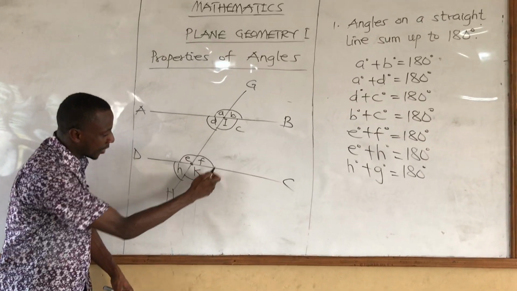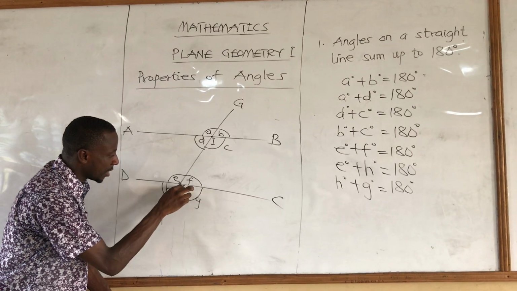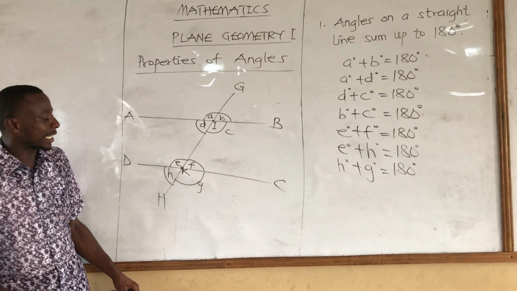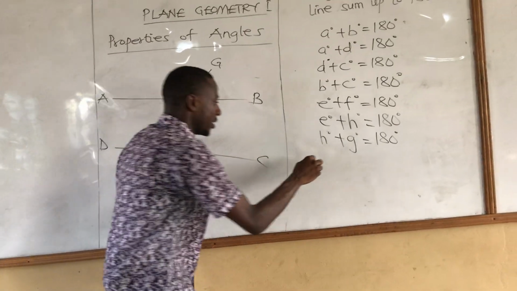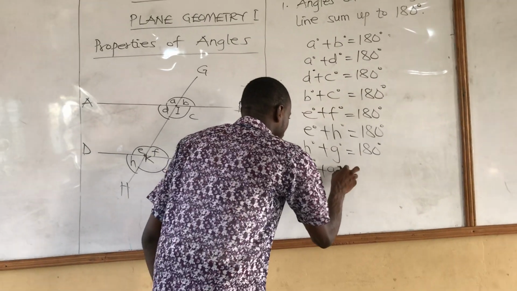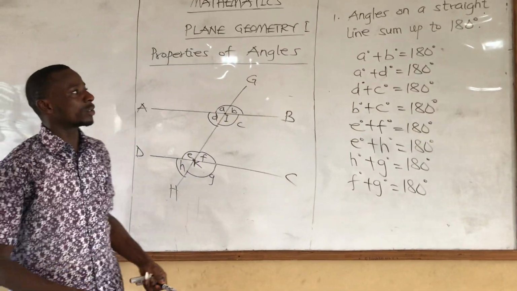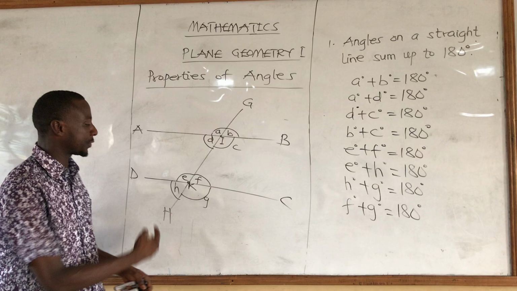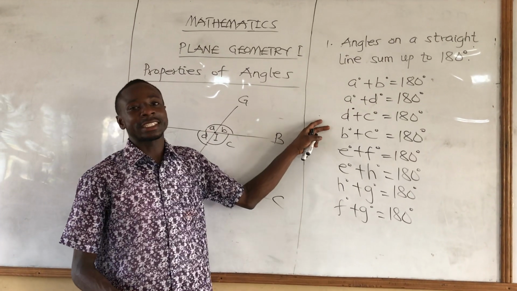Angle F and angle G, so now let me make this K here so that we can understand it better. The K here is the point. So F plus G is also equal to 180 degrees. So this is the first property: angles on a straight line sum up to 180 degrees. Now let's get the second property.